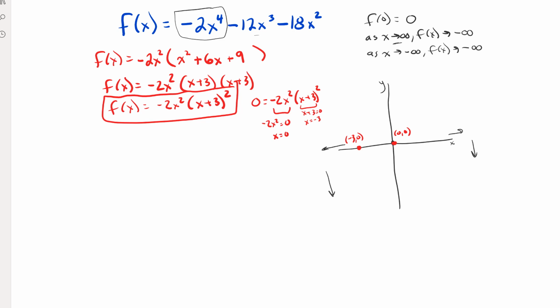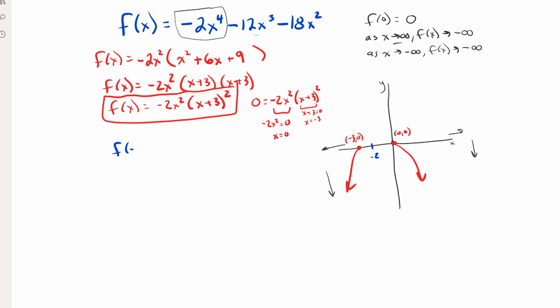The last piece of the puzzle is what's going on in between. From what we have here, we know the function is doing this on the ends, because that's what the end behavior of the function is. But what could possibly be going on in between negative 3 and 0? To find out, we've got to choose a value in between those zeros somewhere. It doesn't matter what you pick. This time let's pick negative 2 and see what happens. Is the function value positive or negative here?